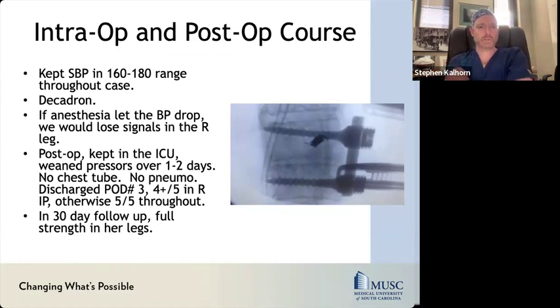Because we were retropleural, there was no chest tube, no pneumothorax. She went home day 3 and then had some transient weakness in the right iliopsoas. Otherwise, she was full strength at her 30-day follow-up.